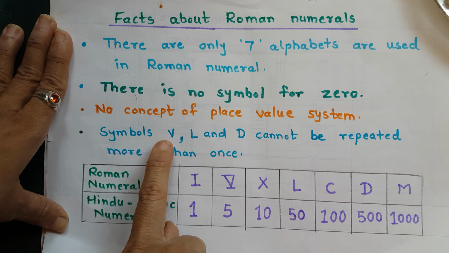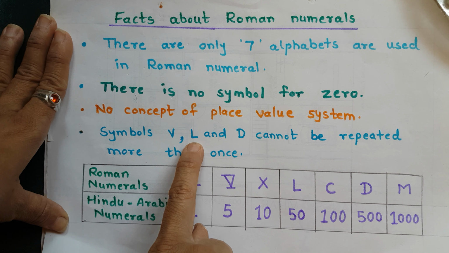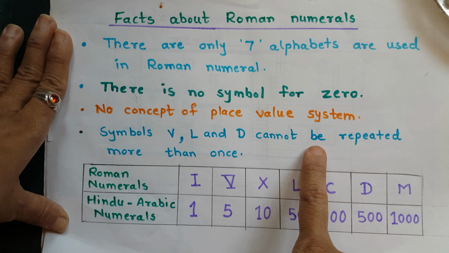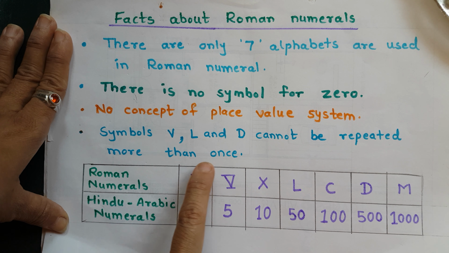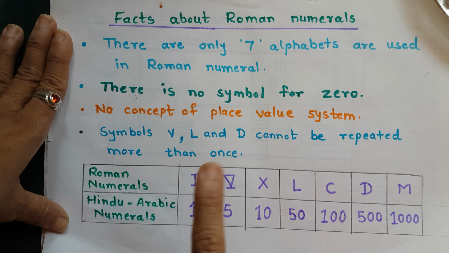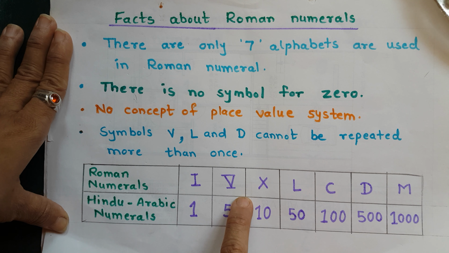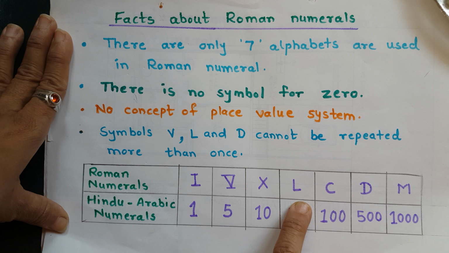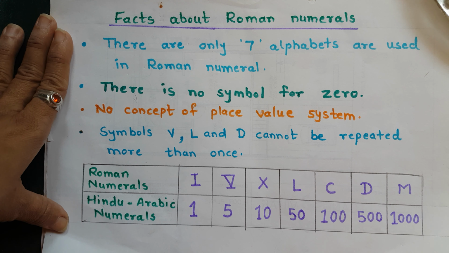The symbols V, L and D. See here V, L and D cannot be repeated more than once. So you can write V, L and D only once. You cannot write double V or double L. Now let's see the rules how to write the Roman numeral.